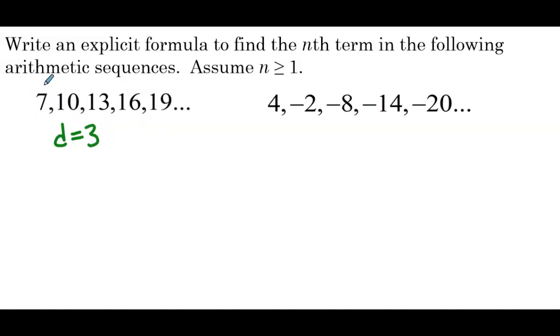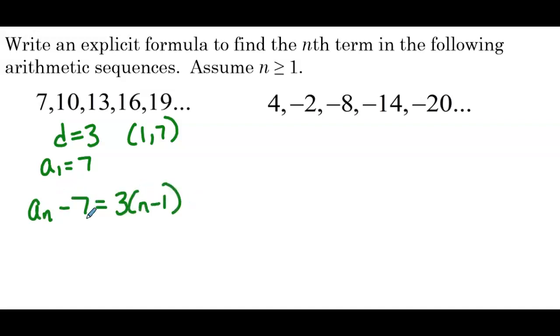And we can treat this first term, if we want, we can write it as a point, 1 comma 7. Right? Because a sub 1 equals 7. If I want, I can write it as a point. So writing out the explicit formula for this sequence, a sub n minus 7 equals 3 times n minus 1. Again, we want a sub n equals, so a sub n equals 7 plus 3 times n minus 1.